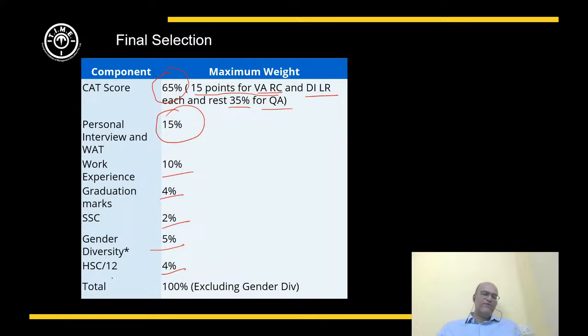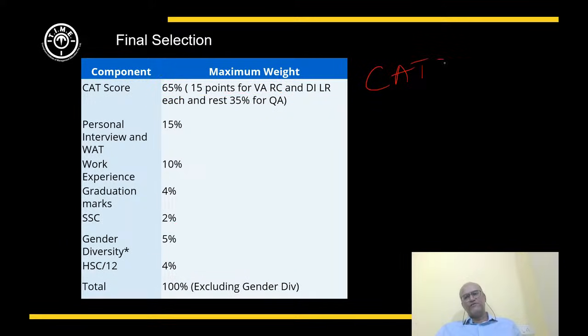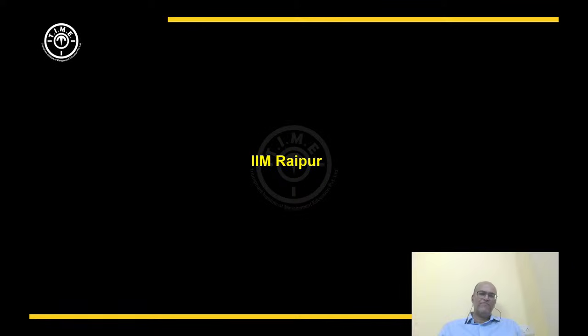But I want to reiterate, in case anybody missed this, this was the CAT 2024 process. The CAT 2025 process, the parameters they will use, and the weightages they will assign to those parameters have not yet been disclosed. We expect it to be revealed in the next few weeks. So this was IIM Ranchi's process.